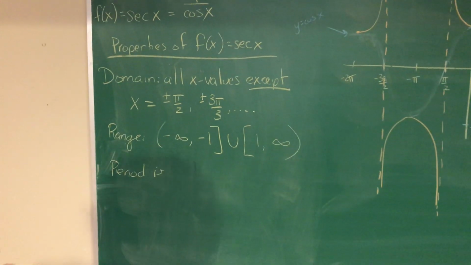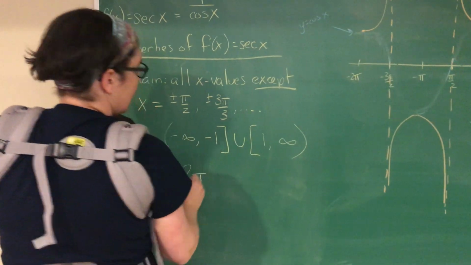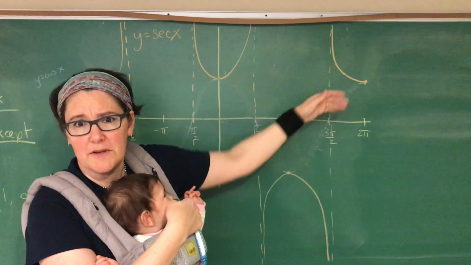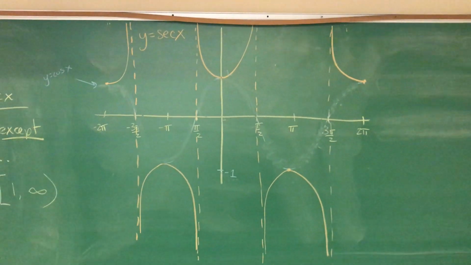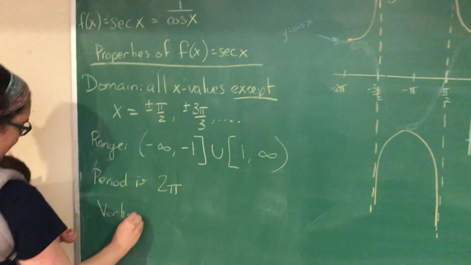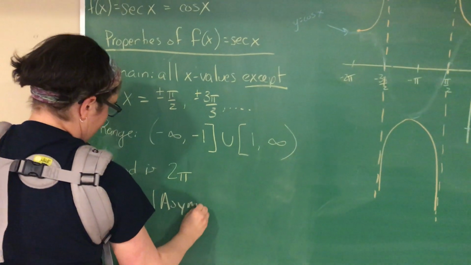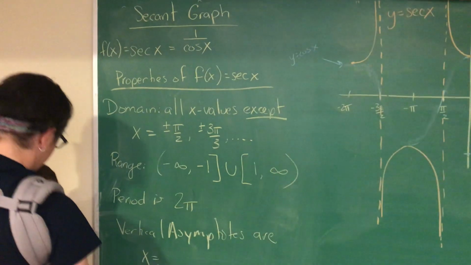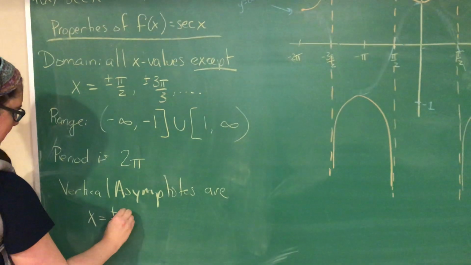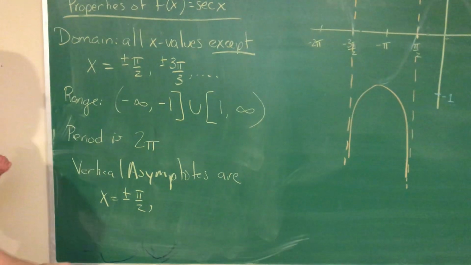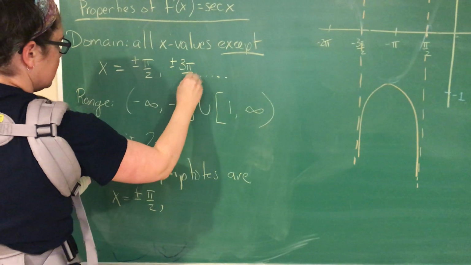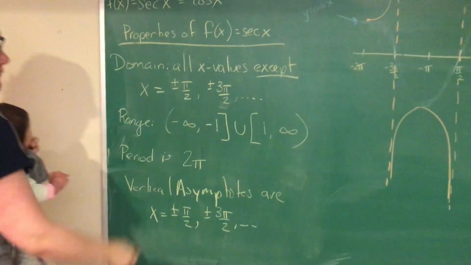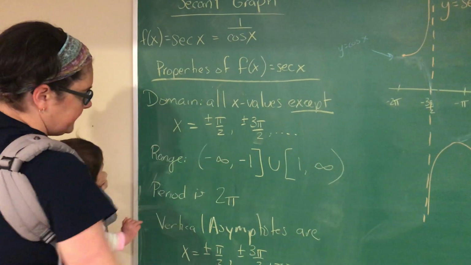Our period is 2 pi. I can definitely see that because I have one downward and two half upward facing U's. And the vertical asymptotes are x equals plus or minus pi over 2, plus or minus 3 pi over 2, etc. By the way, I made a typo up here and you should fix that.